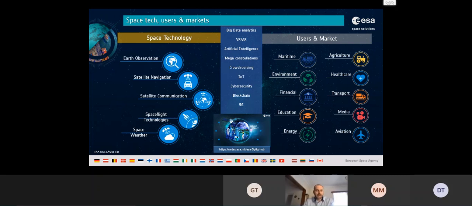And the goal is to merge space assets and terrestrial technologies in order to deliver beneficial services to the different market sectors that are presented on the right-hand side. The right-hand side basically is the downstream application sector, where we want to see beneficial services for the end users, which are going to cause impact in the sector in general.